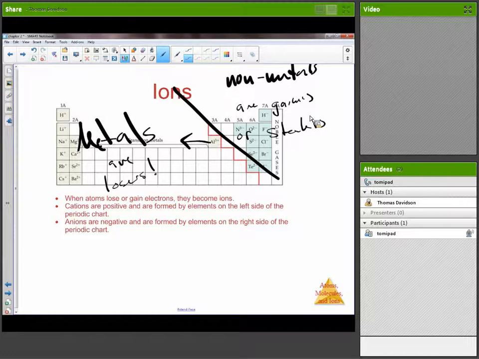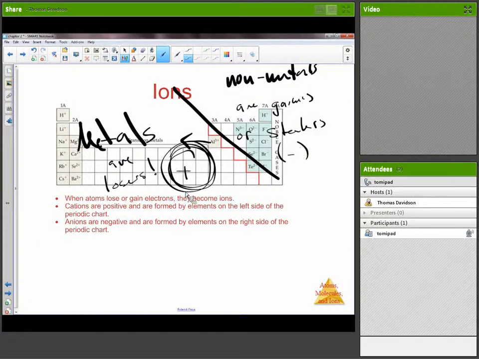All right. So if metals are losers, that makes them what overall? What charge? Positive. Metals always are positives. If nonmetals are always gaining or stealing these things, that makes them always a negative charge. Okay? Don't ever get them backwards. So first off, metals lose to become positive. Nonmetals gain to become negative. We all right with that?